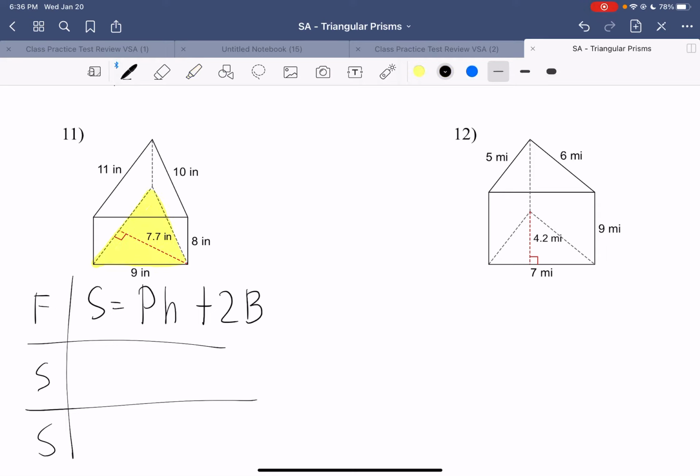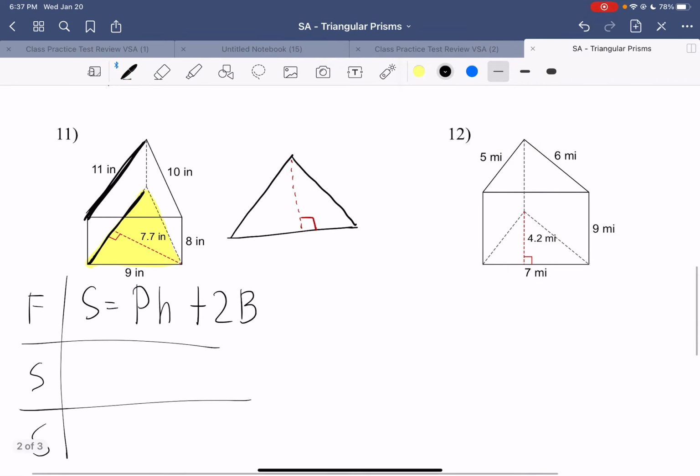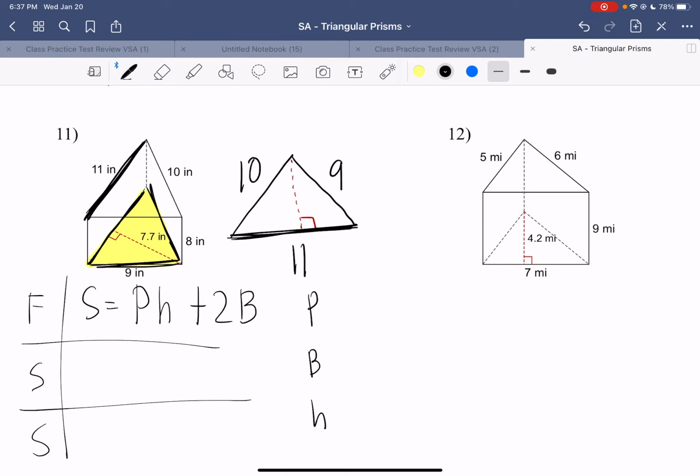And when I redraw this again, I'm going to orient it so the bottom of the triangle is like I see it there. So along this bottom, 11. Along the side, we have 9. And along the other side, we have 10. So P, B, and H, we're going to take a walk around. 10 plus 9 plus 11 gives us 30.